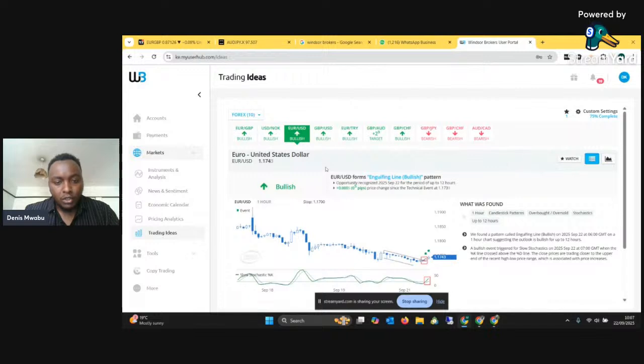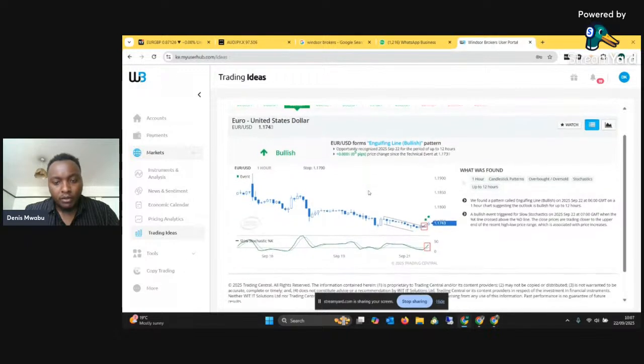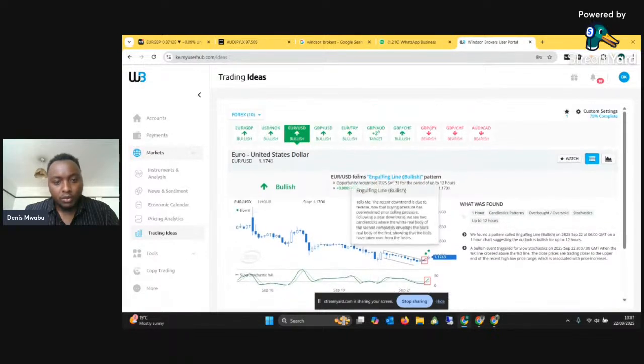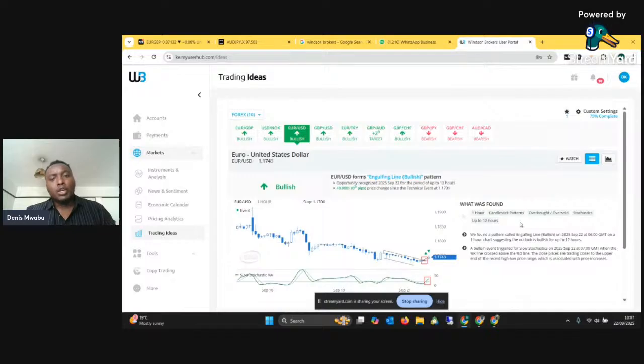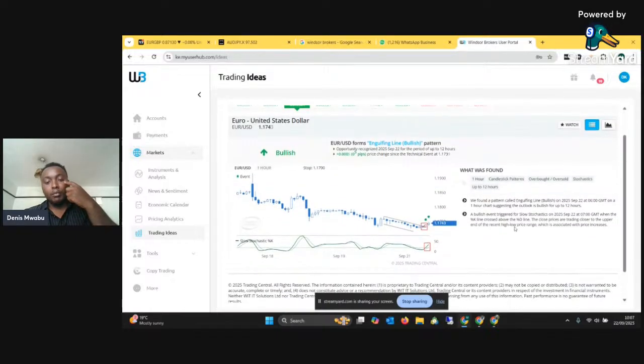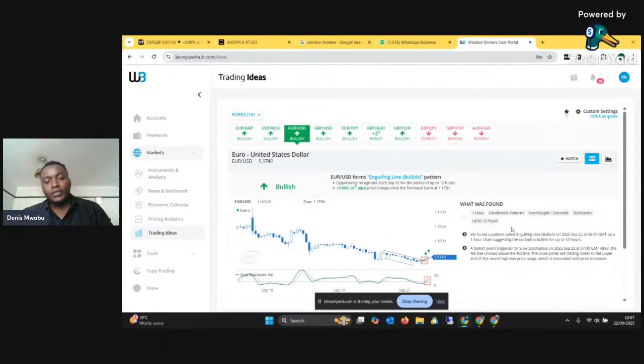It's giving me a bullish, so it's telling me that we have different factors that we are considering. An engulfing line, this is in the 1 hour time frame. We have a candlestick pattern, which is an engulfing line over there. We have an overbought, oversold. All these things are things that I usually look at manually, but right now we have designed a tool that will help you scan all the markets for you and combine everything together.